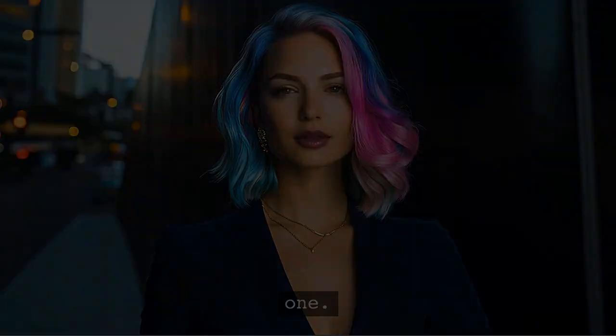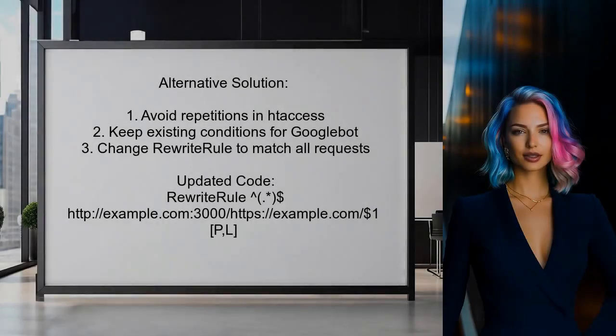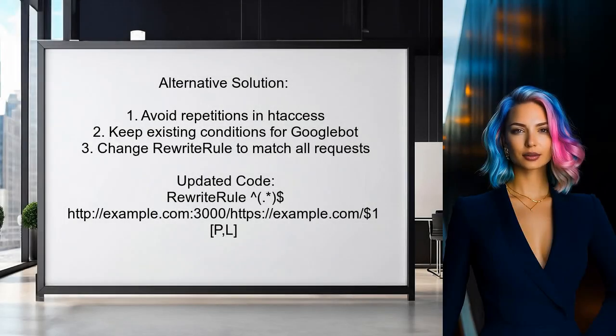Let's explore another one. An alternative approach suggests avoiding repetitions in your htaccess file. First, keep the existing conditions for checking if the request is a file or directory and if the user agent is Googlebot. Then, change the rewrite rule from not matching anything to a more inclusive pattern like matching anything. This way, both the home page and inner pages can be proxied correctly.